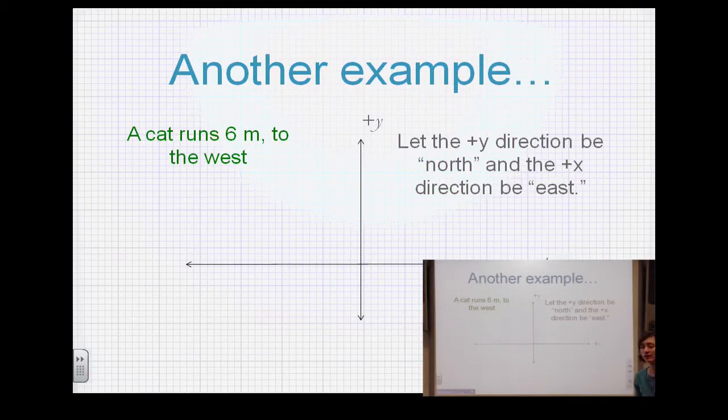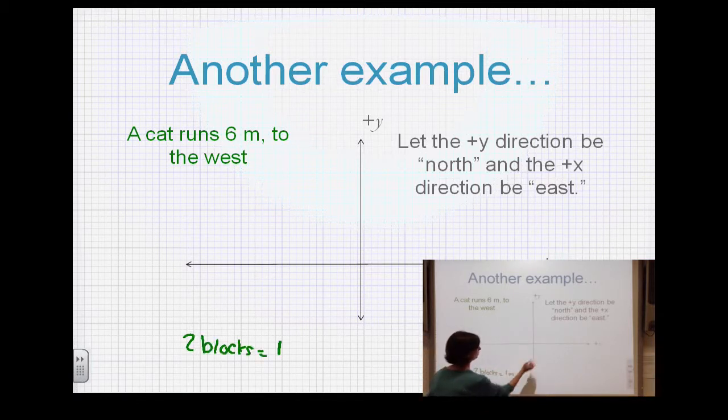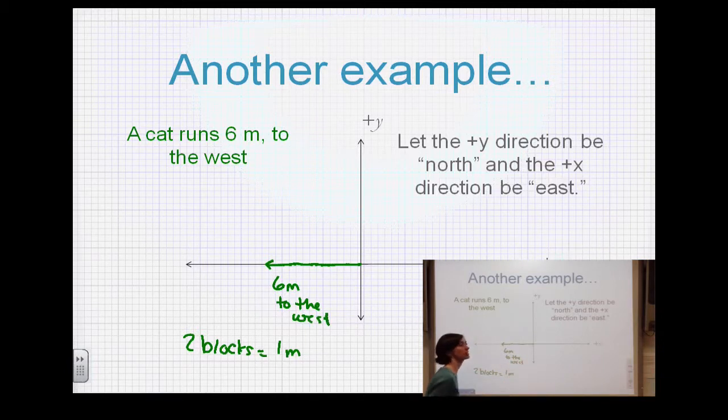On the other hand, let's say the cat goes in the other direction, 5 meters to the west. Again, I'm going to let the positive y-axis be north and the positive x direction be east. West then would be along the negative x-axis, so if we say that 2 blocks is 1 meter, I'm going to go from the origin, count over 2, 6. That's about 12, looks like it. This would be 6 meters to the west. So again, notice that the arrowhead is pointing in the opposite direction along the negative x-axis.